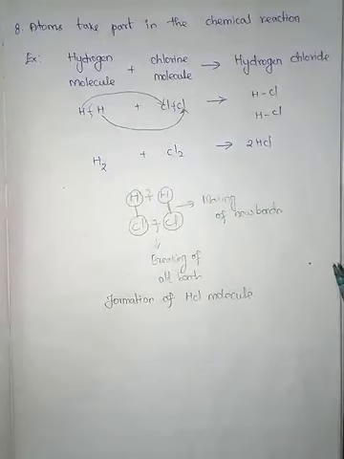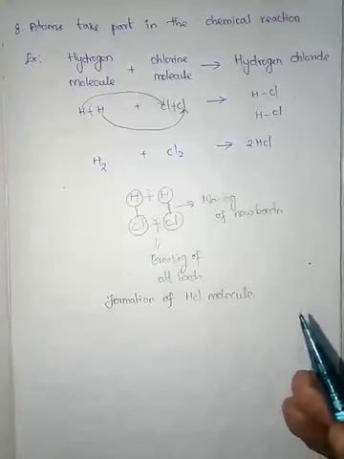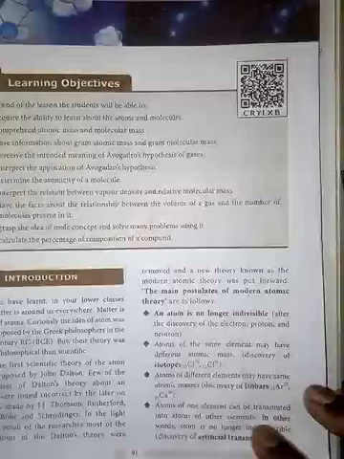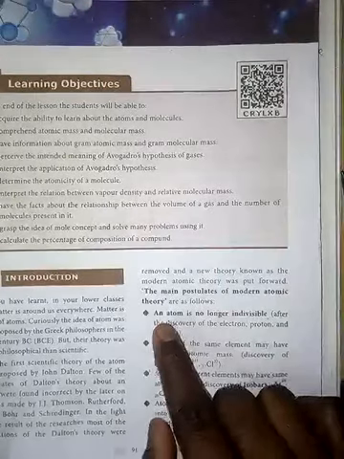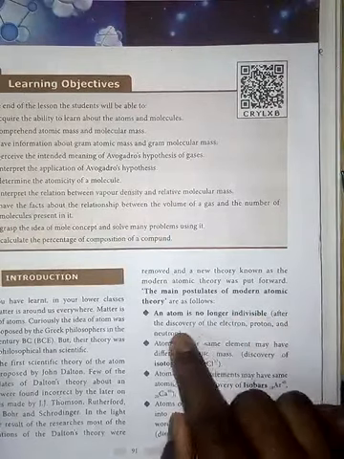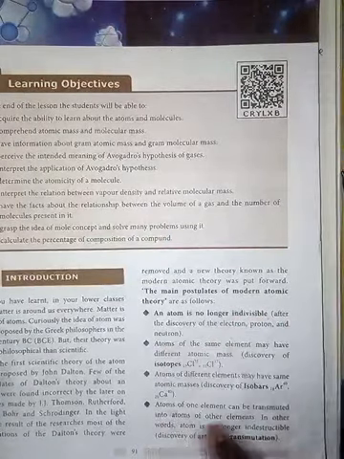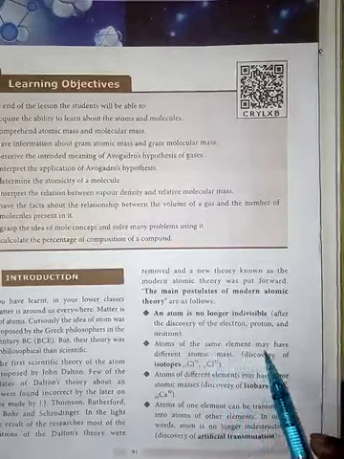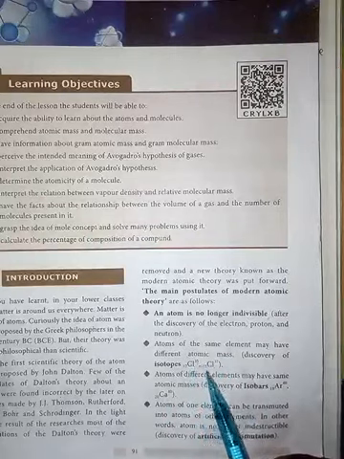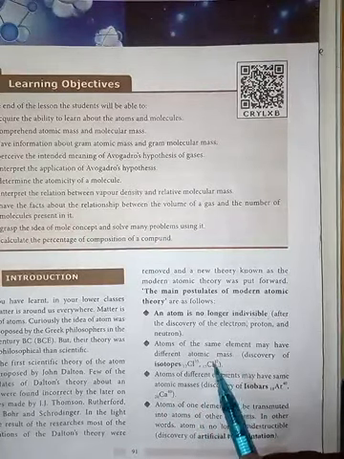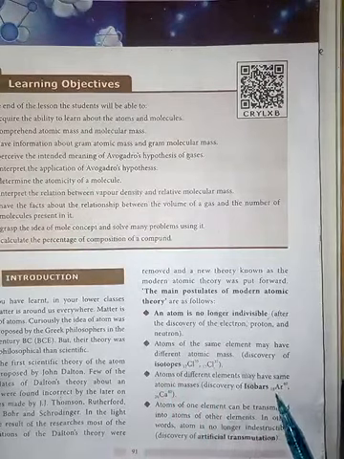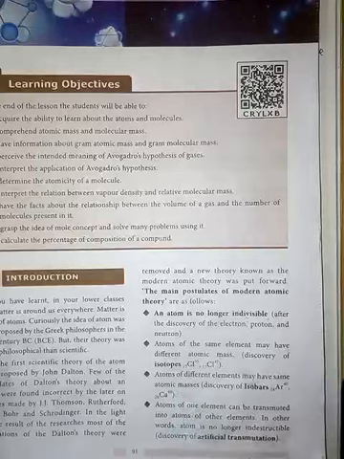Let us go for the points in your book. Look at the first point. Atom is no longer indivisible after the discovery of electron, proton and neutrons. Atoms of the same element may have different atomic masses. So as I said, 17 chlorine 35 and 17 chlorine 37. The mass is different. Atoms of different elements may have the same atomic masses, 18 argon 40 and 20 calcium 40.